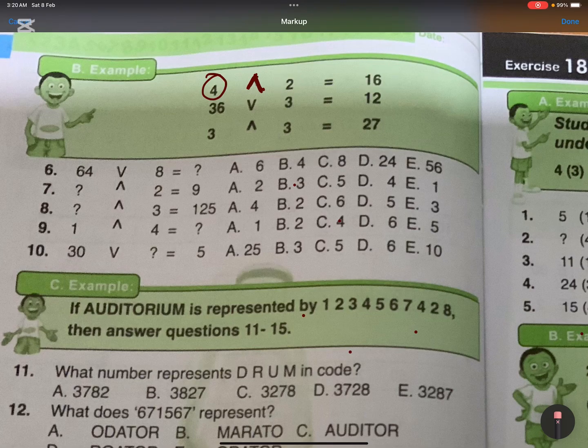If the sign is facing up, then it will be this number divided by this number. 36 divided by 3, that's 12. Let's check the next one.